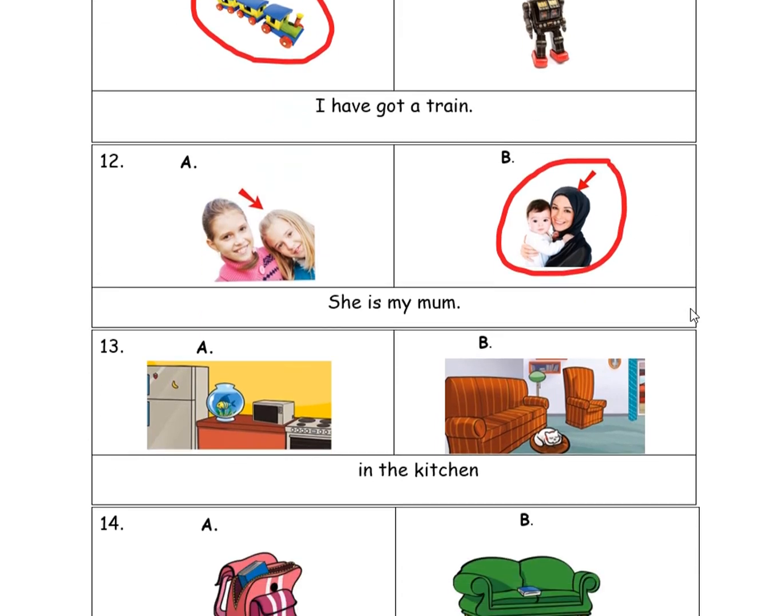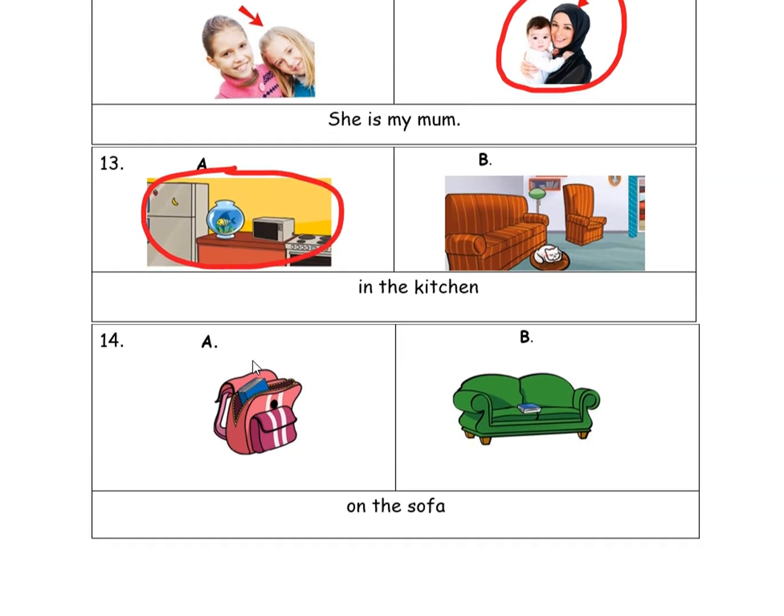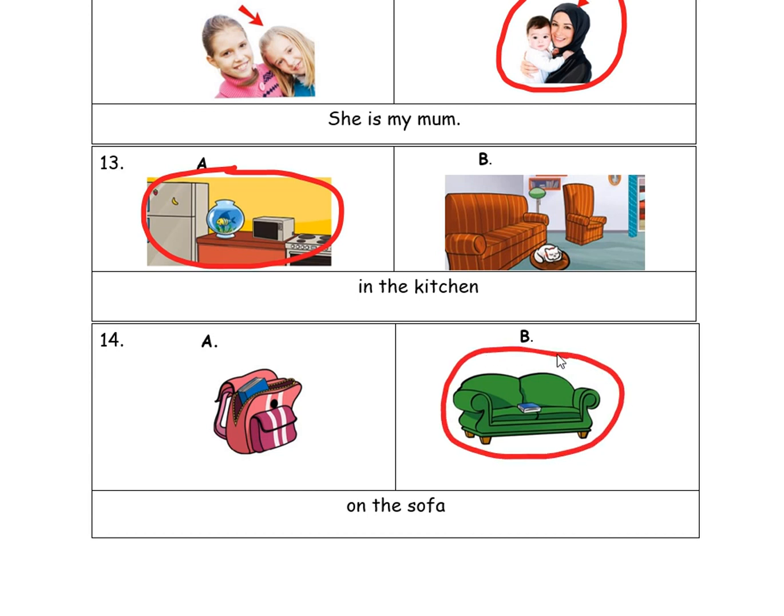Now, 13. It says here, in the kitchen. So, which picture goes for in the kitchen? Is it A or B? Of course it is A. So, we circle it. Alright. 14. On the sofa. So, which picture is on the sofa? Is it A or B? Of course it is B. Alright, let's move on.